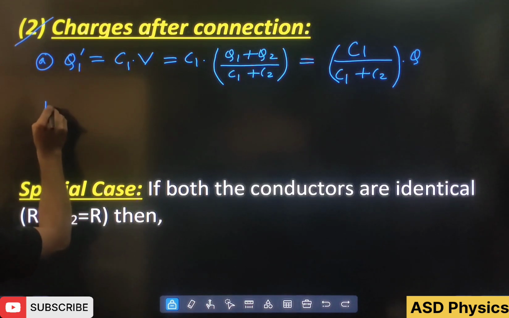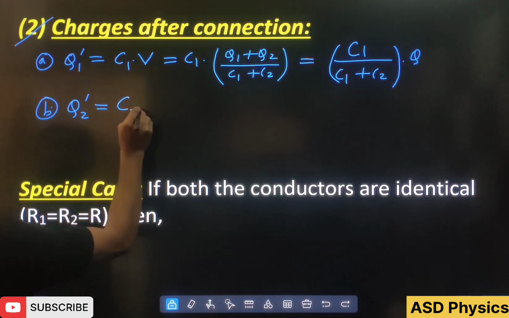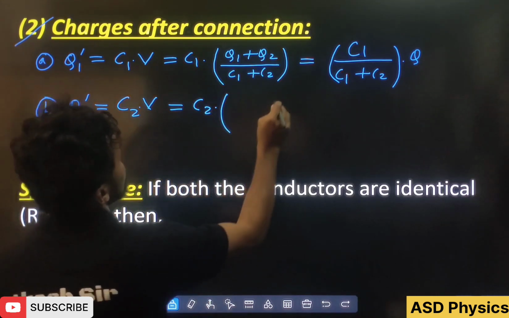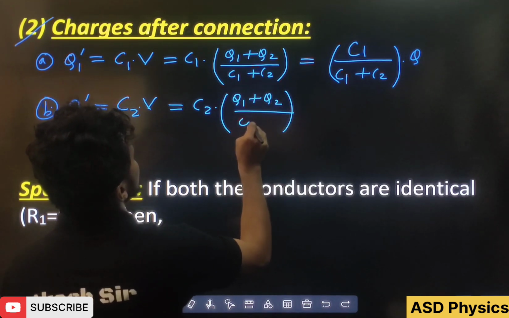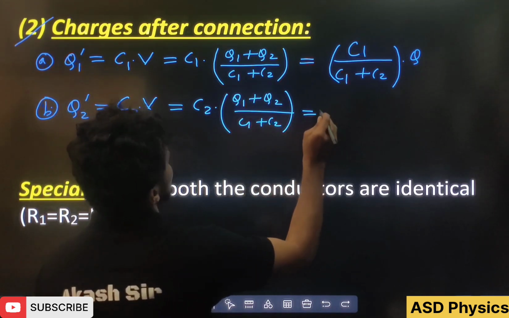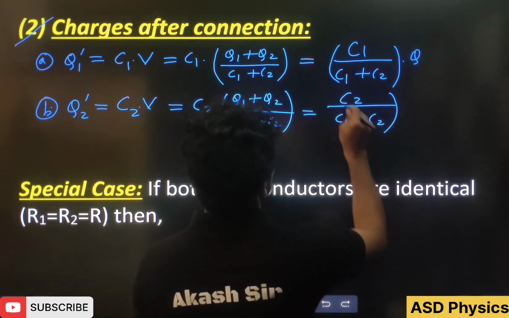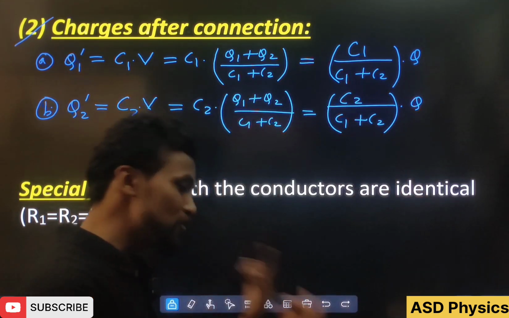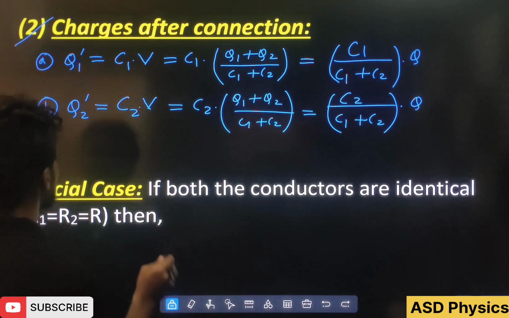Similarly, if I write the charge on the second conductor, what will come here? C2 into V. So again, you see here the C2, and let me write the values. Q1 plus Q2 by C1 plus C2. So what will this become? It will become C2 by C1 plus C2 into Q. Here I am just writing in one form. Depending upon the question, you can use other forms also. No problem.